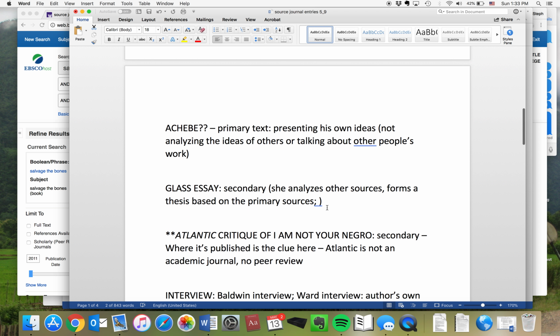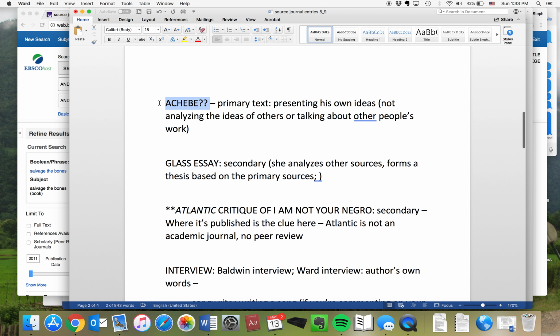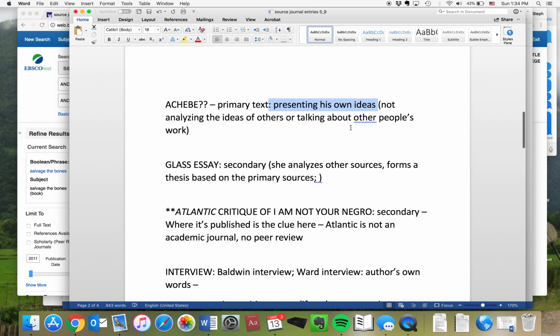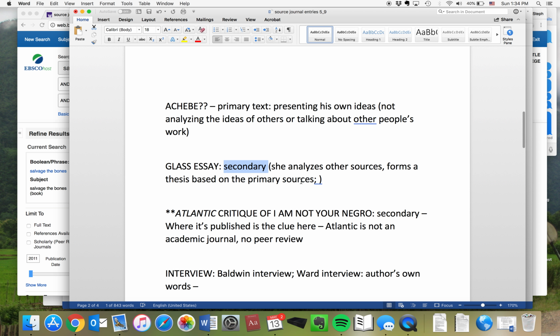Yeah, so I've got a couple of examples here. Something like Achebe's The Truth of Fiction is actually a primary text, right? Achebe's presenting his own ideas. He's not analyzing the ideas of others. He's not talking about texts written by other people. He's presenting his own ideas in that. So it's a primary text, right? The Glass essay, the Sample Major Project, that's a secondary text, right? She analyzes other sources. She forms a thesis based on the primary sources.